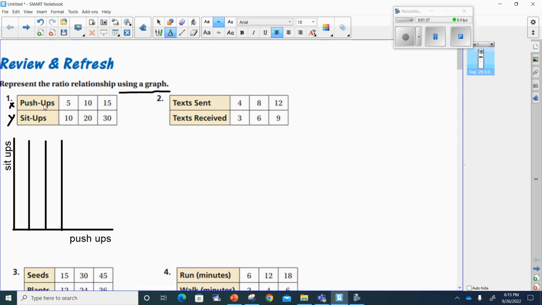Now we see that push-ups is going to be marked at 5 and 10 and 15. We see sit-ups are going to be marked at 10, 20, and 30.